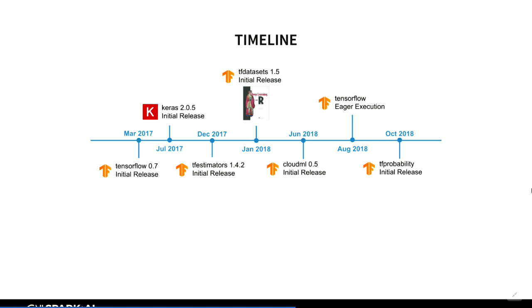TensorFlow Eager Execution got added in August 2018, which was around the same time we added it to the R TensorFlow package. And most recently, the team has been working on TF Probability, which I'll mention a little bit more about, but it's also quite a new package in the TensorFlow world.